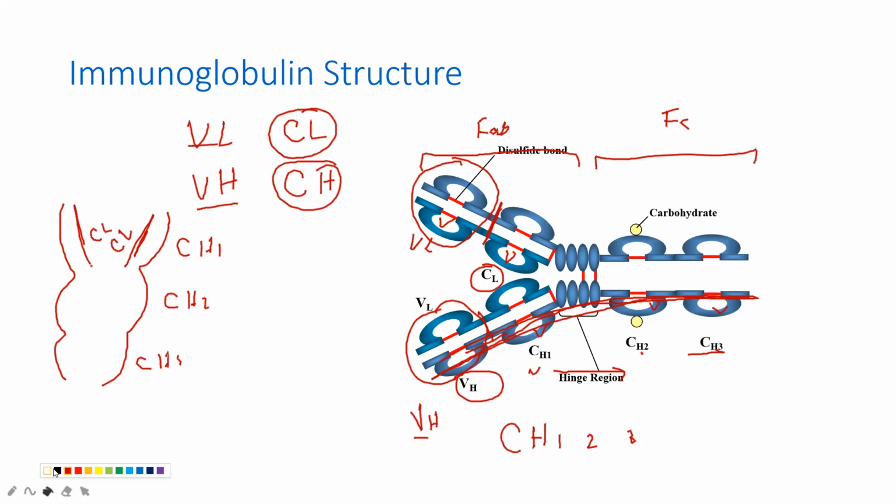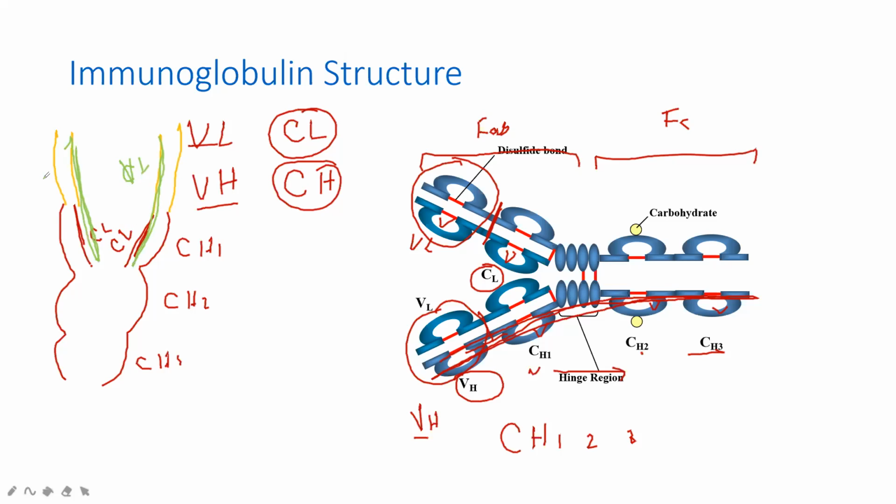Let's see the variable part now. What is the variable part? Outside is the heavy chain, and the inside is the light chain. Clear or not? I changed the color here for the light chain to green, the full light chain inside. The light chain has two parts. One part is the constant light chain, another part is the variable light chain, CL and VL.